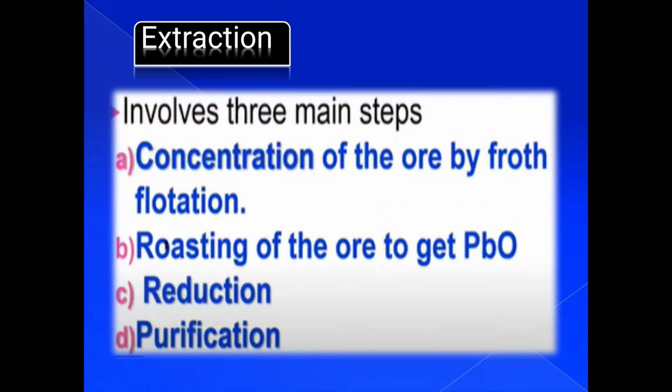Extraction involves three main steps. The first step is concentration of the ore by froth flotation. We have roasting of the ore to get the lead oxide. Then the lead oxide is reduced and finally purified. And by that, you have your lead metal.